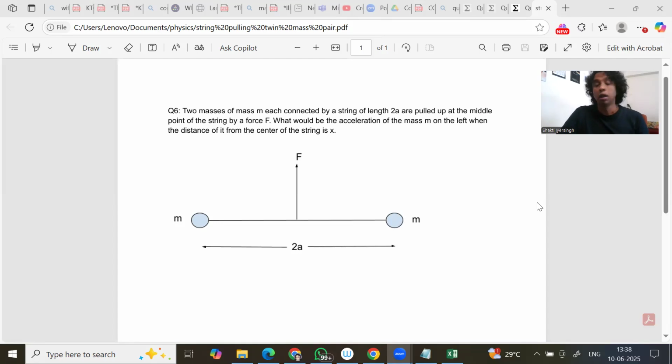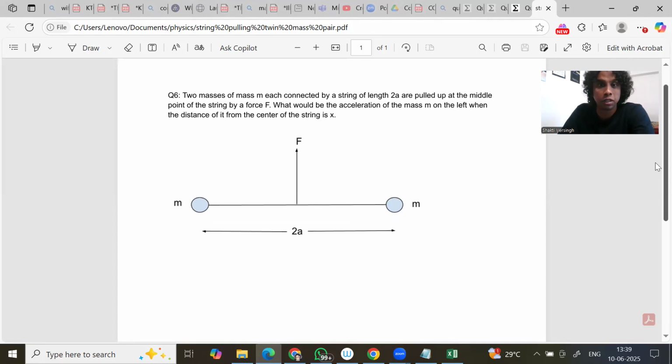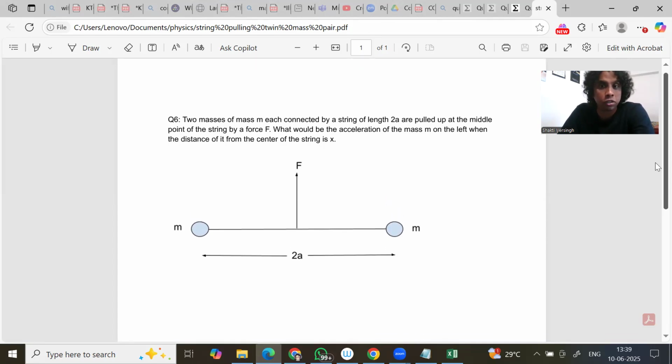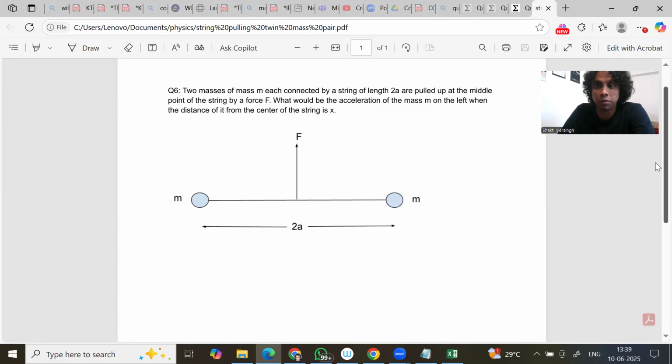Hi there. Bringing to you a very interesting problem which combines principles of mechanics, geometry, and symmetrical tension. Let me read the problem out to you.